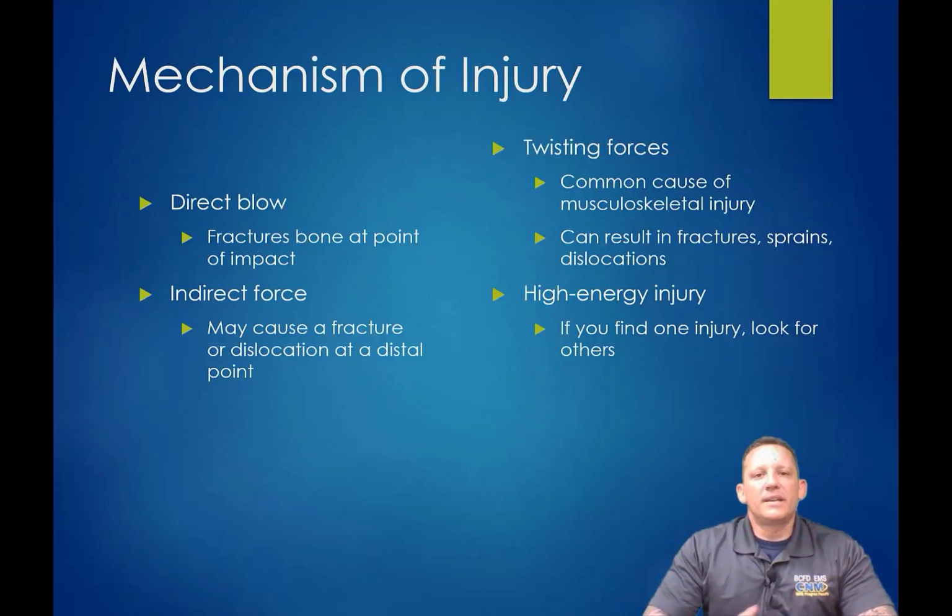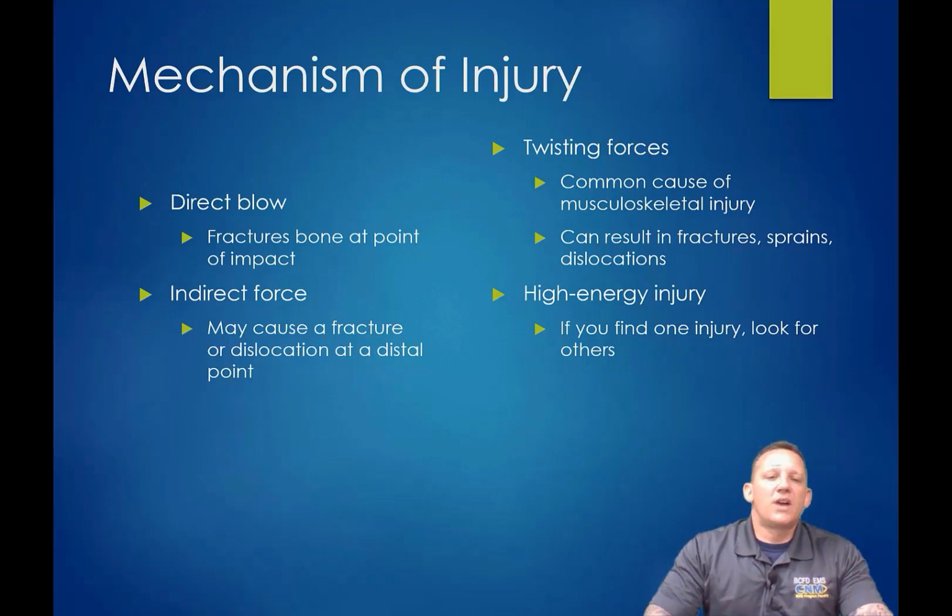Now, when we're talking about the mechanism of injury, we're talking about something like a direct blow, and so that's the fractures the bone at the point of impact. And this could be, we'll use violence for this particular instance, and we'll say somebody swings a bat at another person, and the bat impacts the upper arm or maybe even the tib-fib, and causes the fracture right at the point of impact. The indirect force is something where we're transmitting that energy up through a bone and it finds the weakest point in the bone.